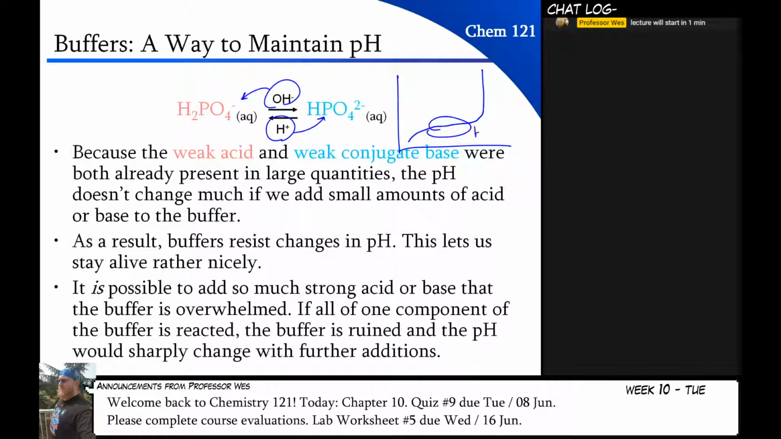So buffers resist changes in pH. So pH was on the y-axis here. So you may see a diagram like that in your textbook or in other places. We're not going to deal with those pH diagrams.